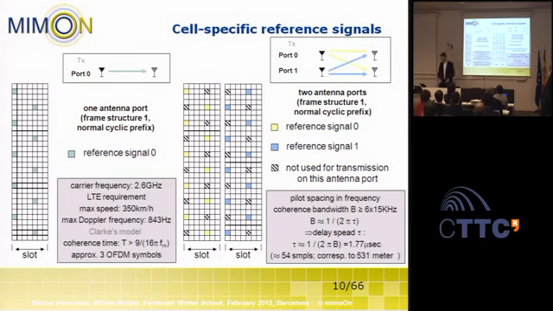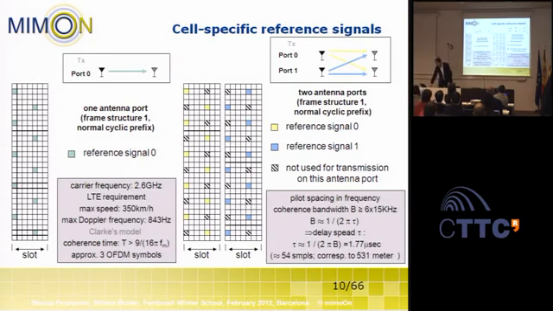For example, if we look at a 2.6 gigahertz system, and we consider that we are moving in a train at a speed of 350 kilometers per hour, then we experience a Doppler shift of 340 hertz. Considering Clarke's channel model, this corresponds to a coherence time of approximately 3 OFDM symbols. So we see that with this spacing of the pilots, we can satisfy the requirements of LTE to still work in a high-speed environment.